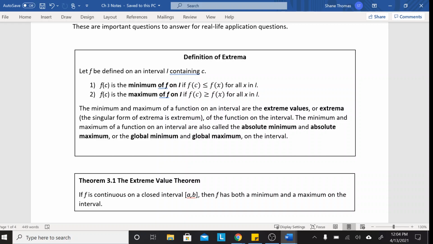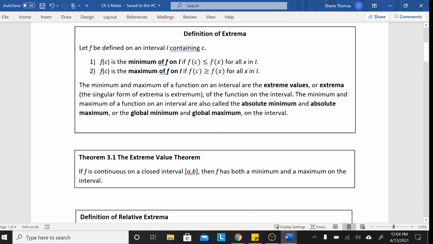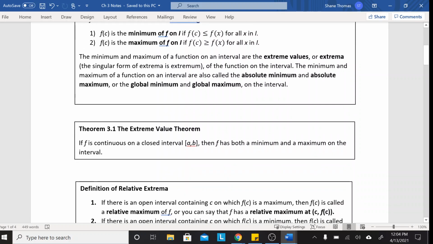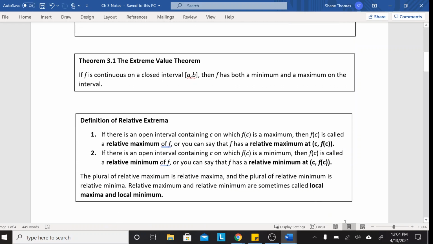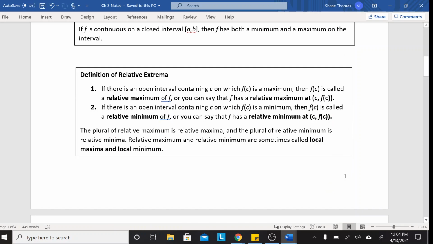Extreme value theorem. I think we talked about this once before. If it's continuous on a closed interval, then you have to have a minimum and a maximum in that interval. There's no matter what. Even if it's a straight line, your minimum and maximum are still going to be the same point there. Definition of relative extrema. There's an open interval. There's a maximum. We call that your relative max, or you can say you have a relative min. That is going to be the largest one kind of in that group.